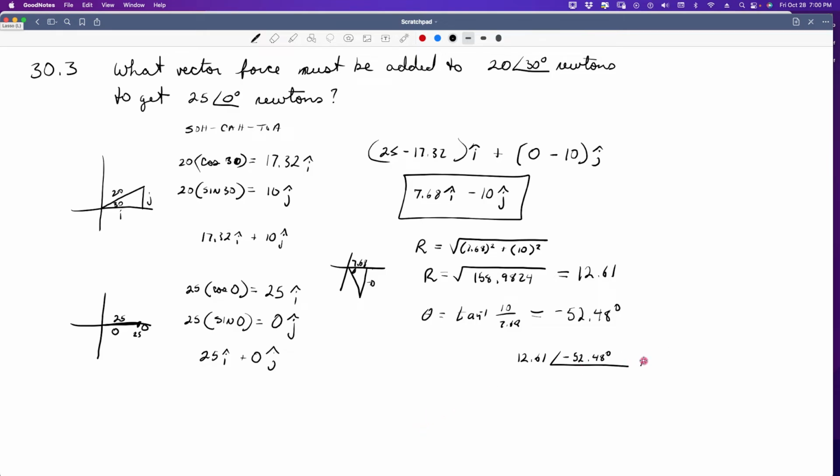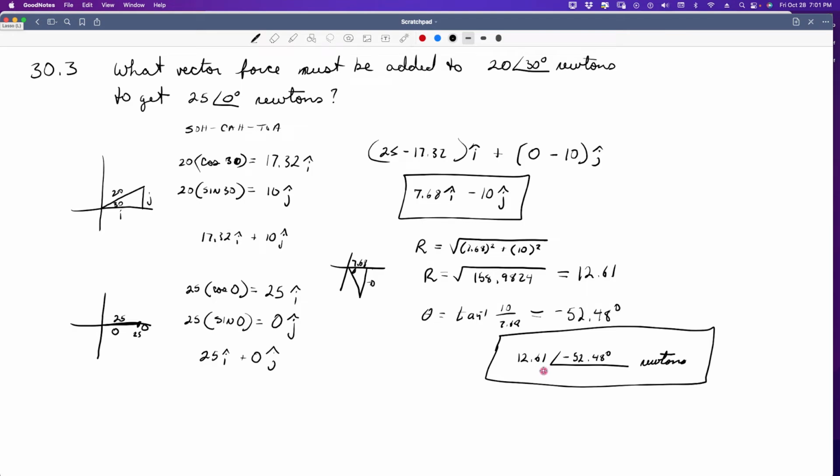And that would be in newtons because that was the unit of measure that was originally given to us. All right. So this is the rectangular coordinate. This is the polar coordinate.